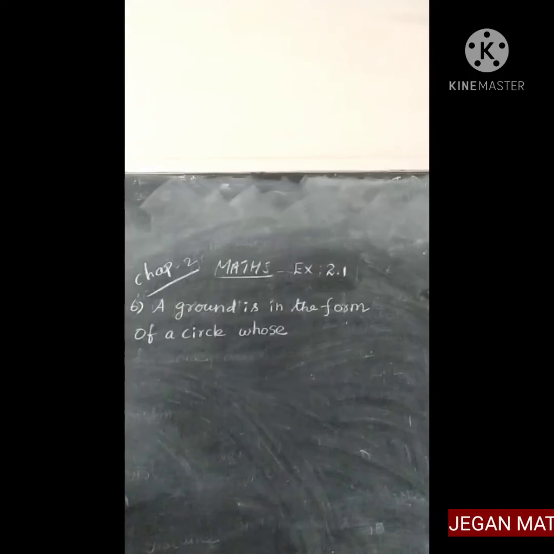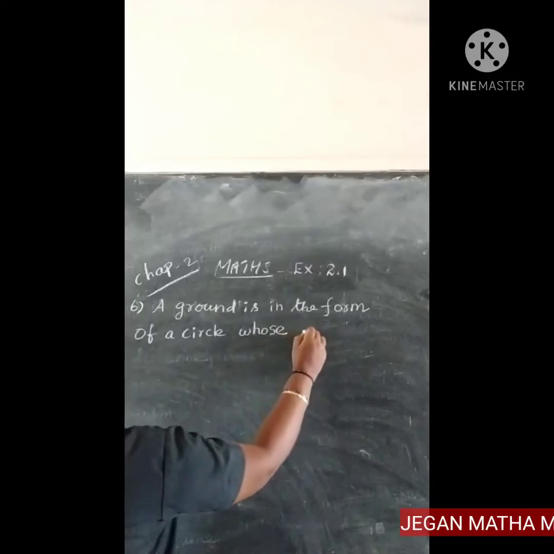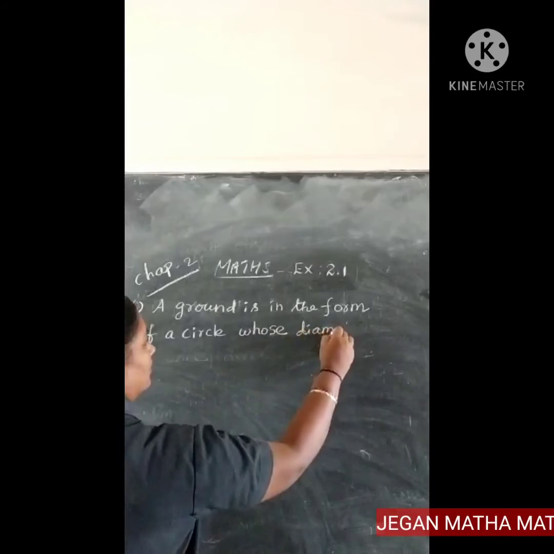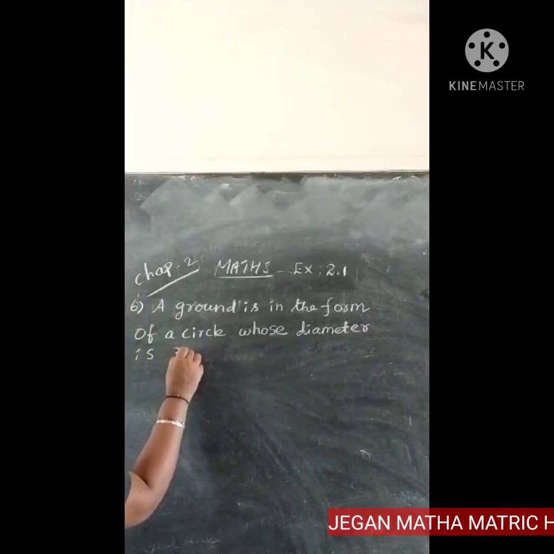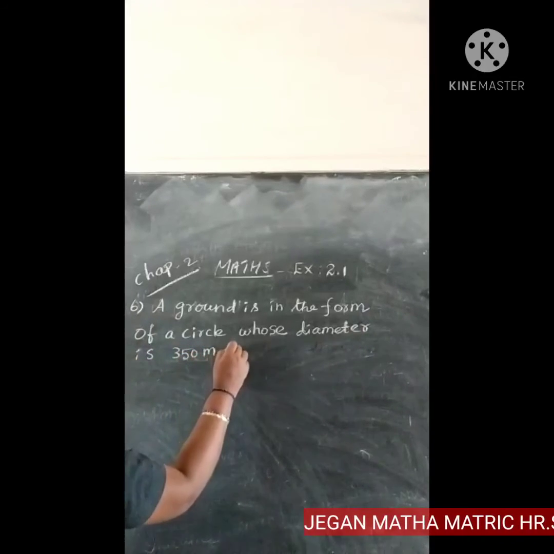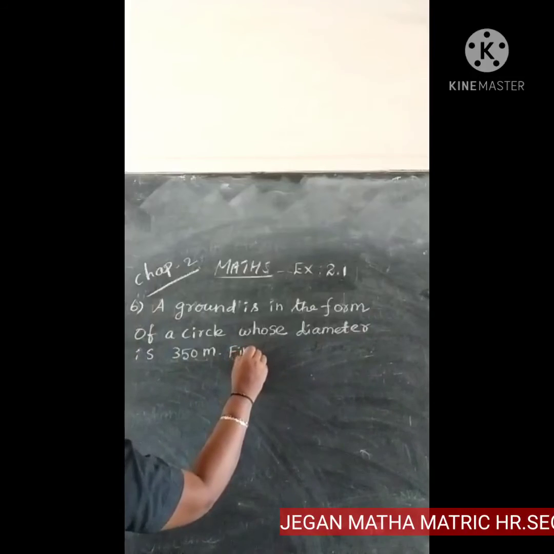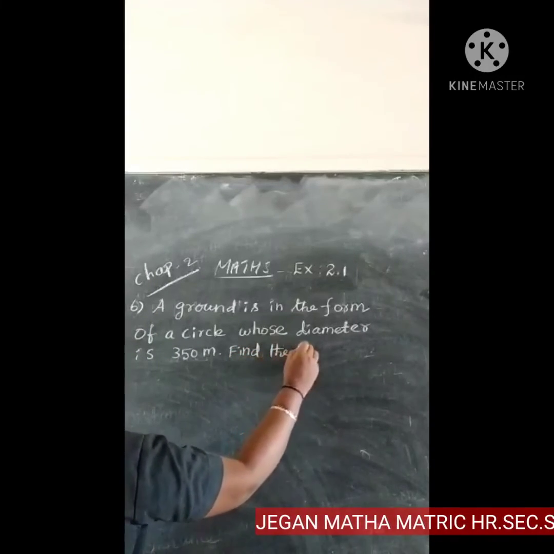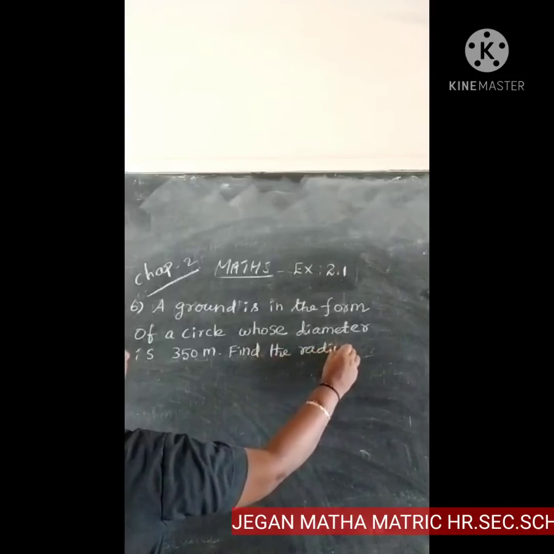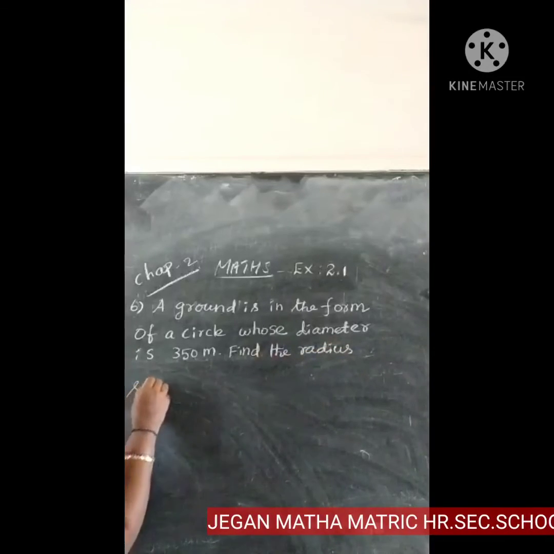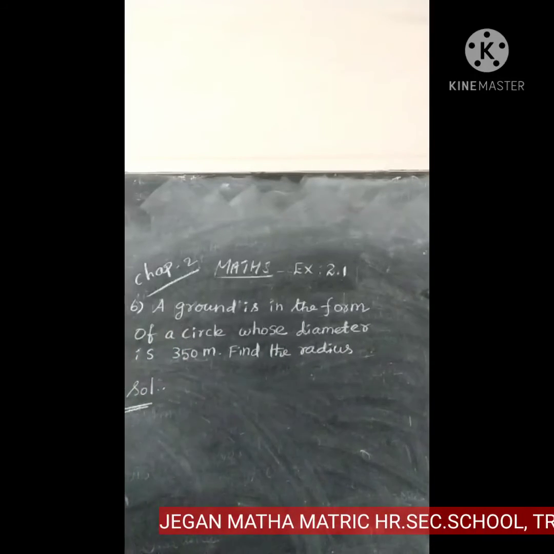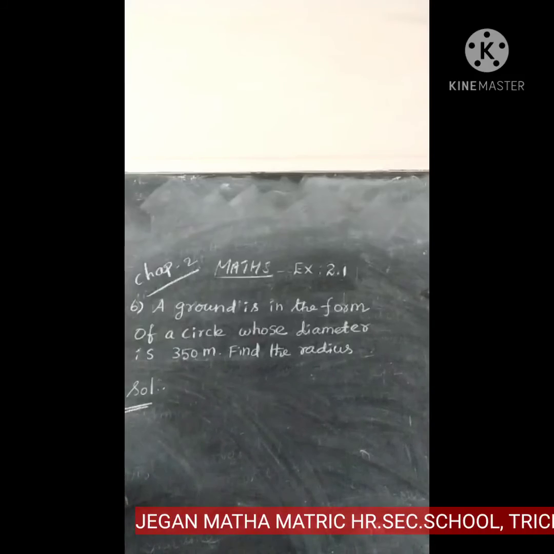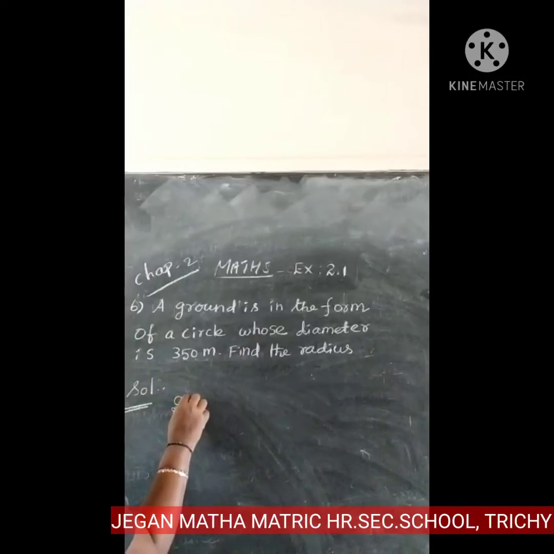The sixth one: a ground is in the form of a circle whose diameter is 350 meter. So find the radius. So a ground is in the form of a circle shape. The diameter is 350 meter. So we write the solution in the first line.